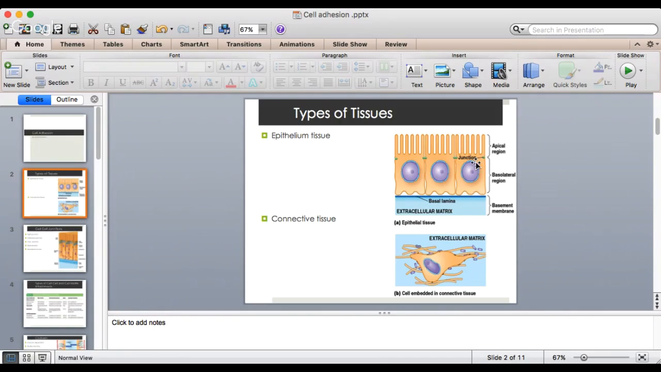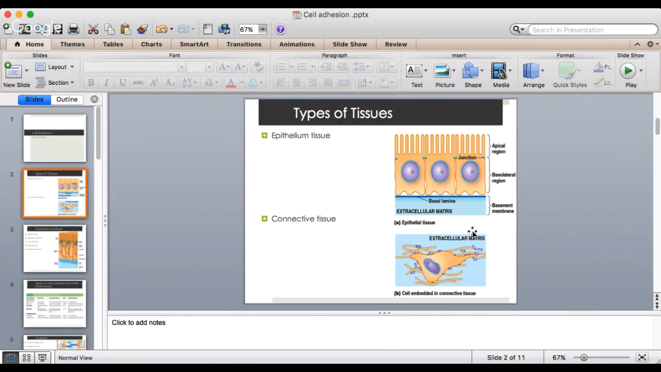Now moving on to the basolateral region, right under this tight junction that I'll be going more in depth on later in the presentation. So the basolateral region is basically the surface that meets the basement membrane, which is actually part of the basal lamina.